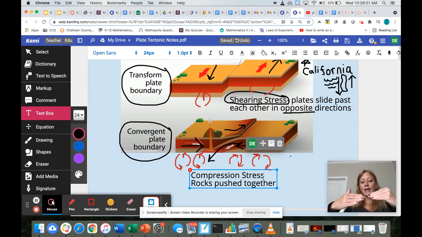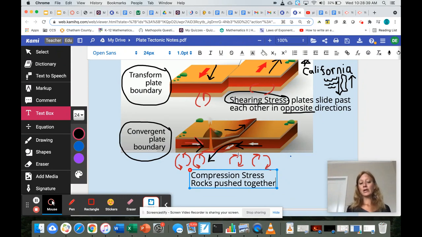And eventually something has to give, right? Two things can't take up the same space at the same time. So one layer of rock that's less dense will go up, and one layer of rock that's more dense will sink. And that's what you're seeing here, this compression stress.